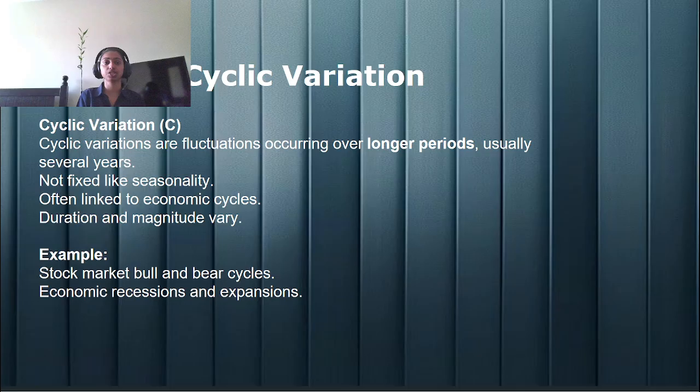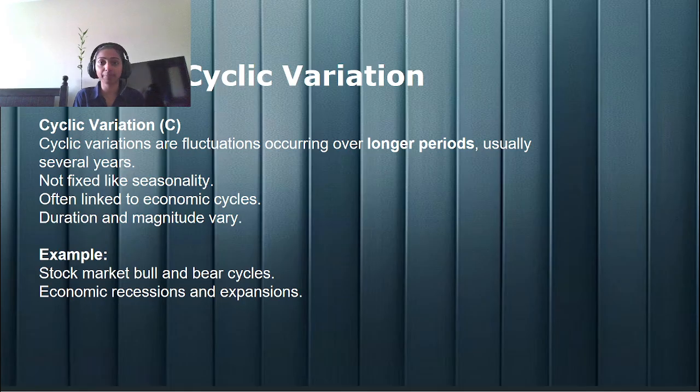Next one is cyclic variation. Cyclic variations are the fluctuations occurring in the data, fluctuations in the sense that they are not in a regular way. Some fluctuations happen at irregular intervals over longer periods. It is different from seasonality. Seasonality happens at particular intervals, but cyclic variations are not predictable. Like in the case of the stock market, we can't say that there will be a bull run in the market during December. It can happen, but it is not fixed, and we can't predict it like that.